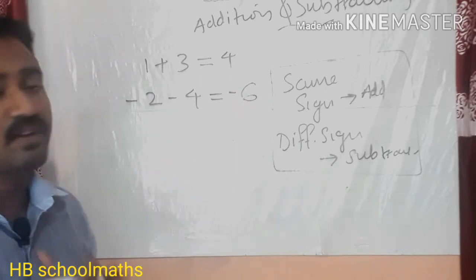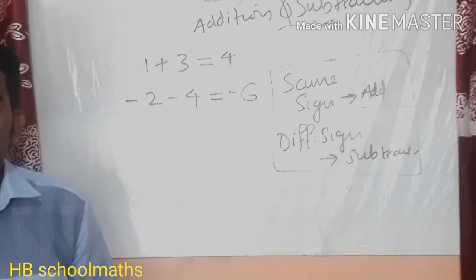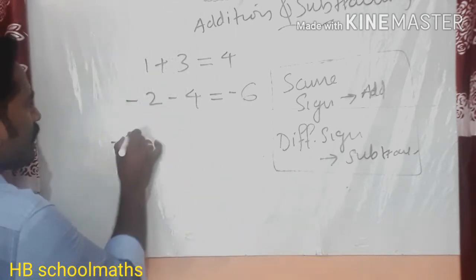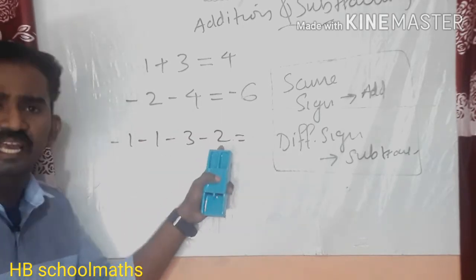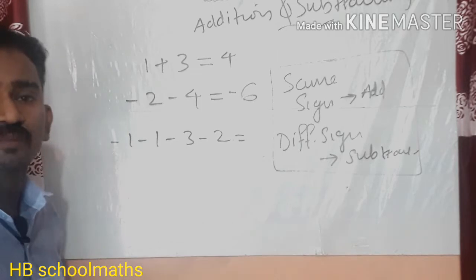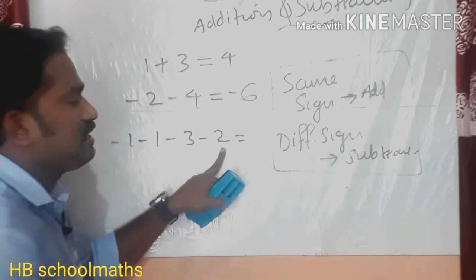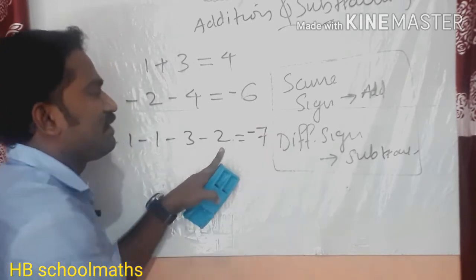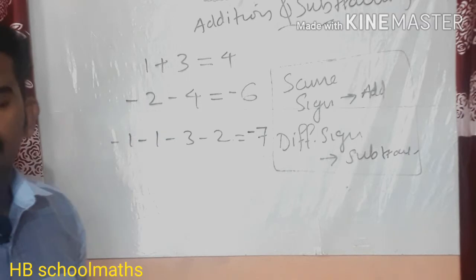Okay, because whenever we add positive integers, the answer is positive. If we add negative integers, the answer is negative. Another question: minus 1 minus 1 minus 3 minus 2, what is the answer? All of these are negative integers, so just add their absolute values. 1 plus 1 is 2, 2 plus 3 is 5, 5 plus 2 is 7. We add negative integers only, so the answer is minus 7.